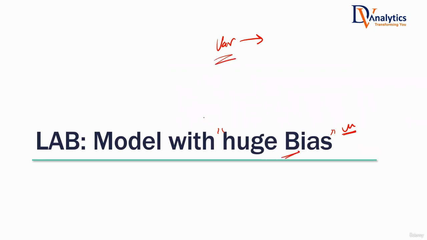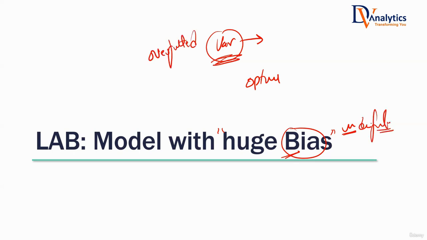So should the model be overfitted or underfitted? Should it have variance or bias? It should be optimal. It should be neither overfitted nor underfitted, isn't it? It has to be optimal. That is known as bias variance trade-off. That means the model should not be too simple, not too complex. That means the decision tree should not be too big or too small.